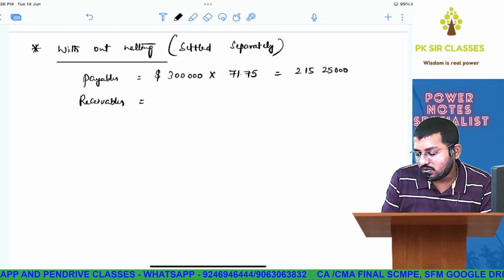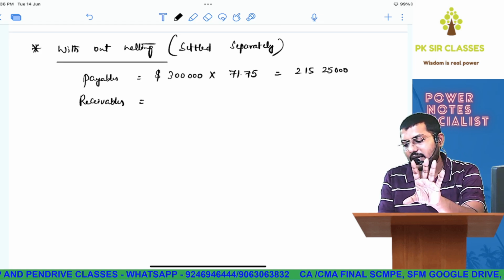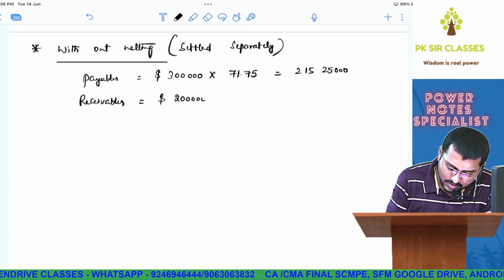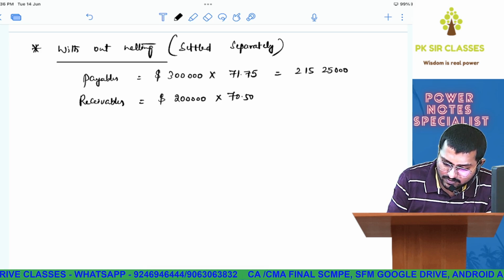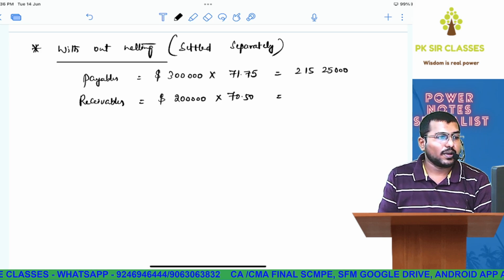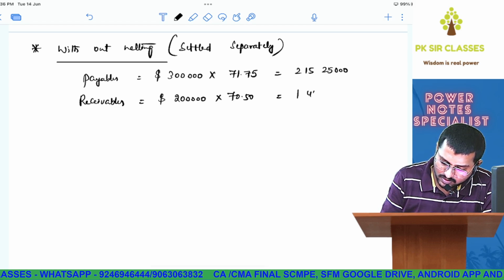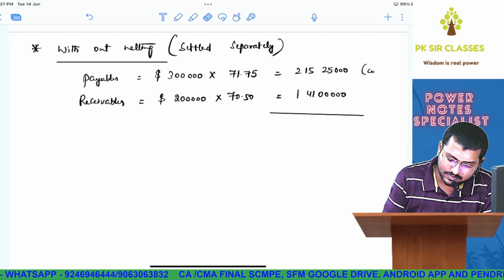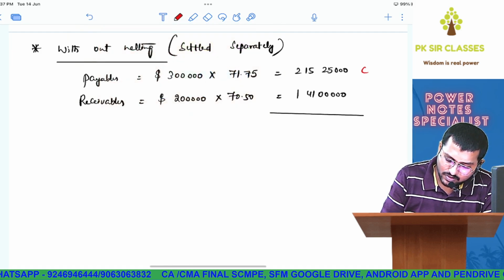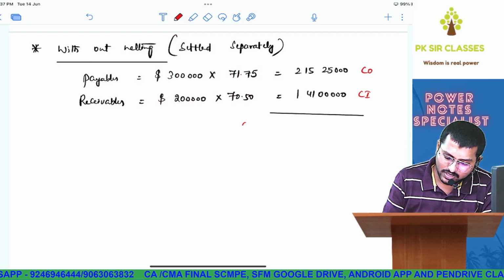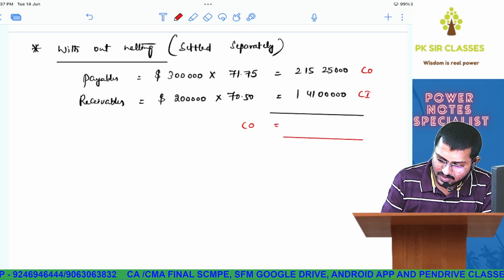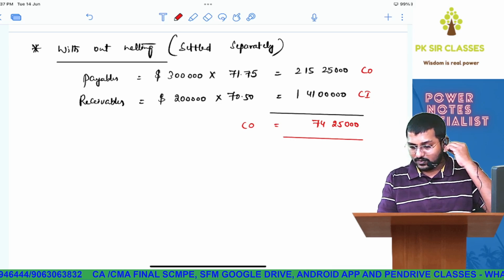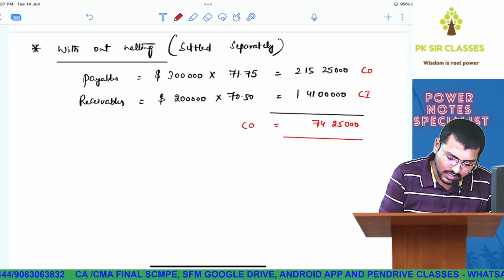Now, how much will you be receiving? $200,000. When you receive dollars, you will sell it to the bank, which means the bank will buy, so we need to take the bid rate. So $200,000 into 70.50. Correct? Tell me how much it comes. 1 crore, 41 lakhs. We know that the above one is cash outflow, and the below one is cash inflow. So what is the net cash outflow for us? 24 lakh 25,000. Got it, all of you? This is without netting.